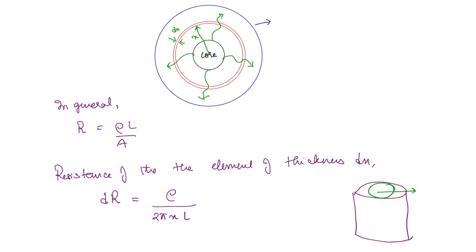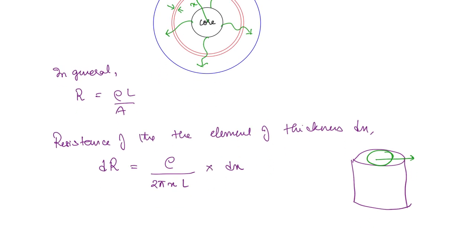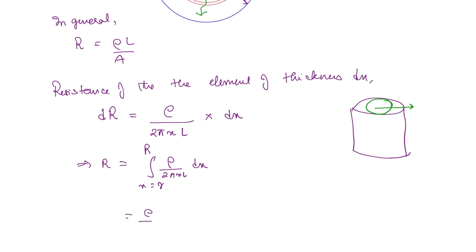Because the element has a radius x, and the length we are taking is some L. And the length that the current is traveling is dx, right? So this is dx. Now we have to integrate x from small r to capital R, rho by 2 pi x L dx. So you are going to get rho by 2 pi L ln R by r, where L is the length of the cable.